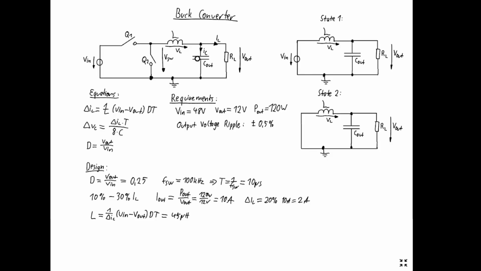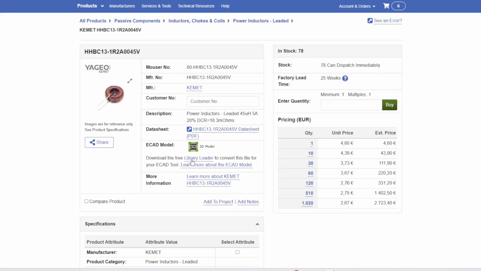To calculate the capacitor, I use this formula, which we derived before, and the requirement of 0.5% output ripple. The 0.5% output ripple is 60 millivolts. And now this formula is solved for C. All the values are already known, so the numbers can just be plugged in. And we get a result of 41.7 microfarad.